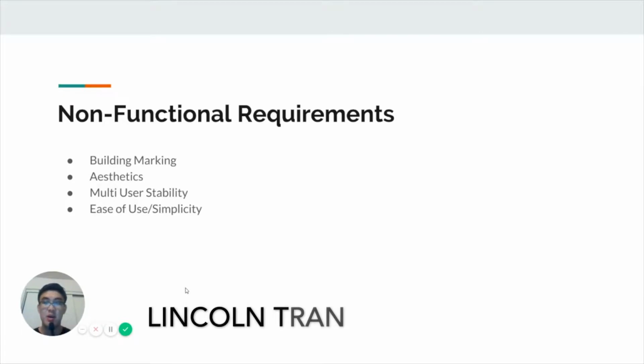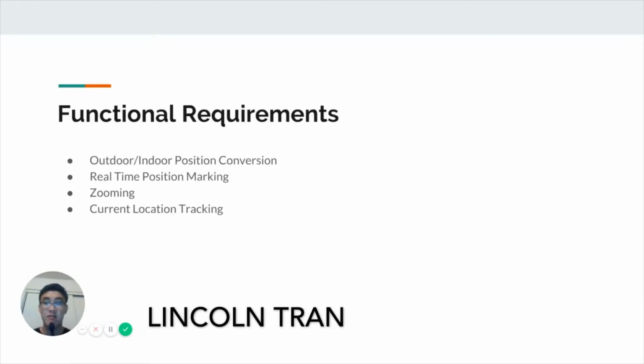Some non-functional requirements. These are requirements that are secondary and will be focused on after our functional ones. They are building marking, aesthetics, multi-user stability, ease of use, and simplicity. For the functional requirements, we have outdoor-indoor position conversion, real-time position marking, zooming, and current location tracking.